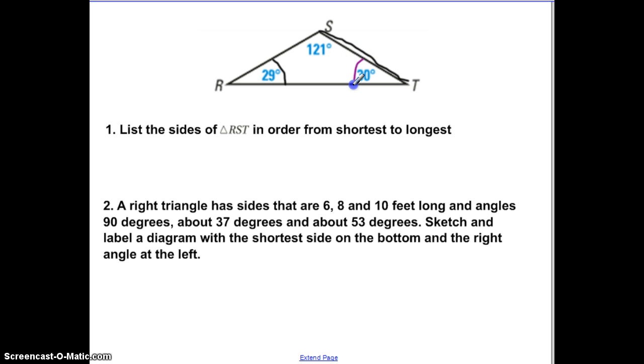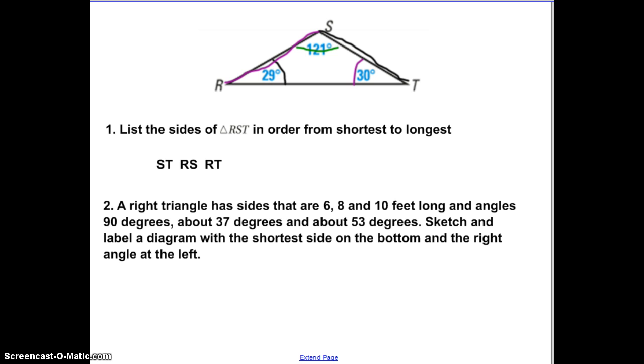Here, angle 30 is in between 29 and 121. So this is going to be our second smallest side. Angle 121 is our largest, so this is going to be our largest side, RT. So list the sides in order from shortest to longest. Our shortest side, we said, was side ST. Then the next one we go to is side RS, right across from angle 30, and the largest side, across from our angle S of 120 degrees, is side RT.